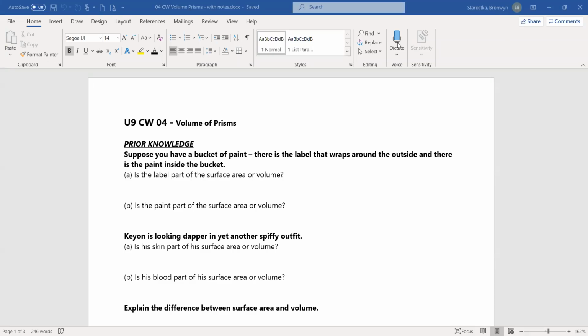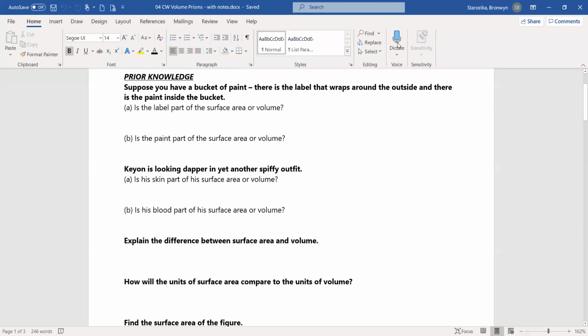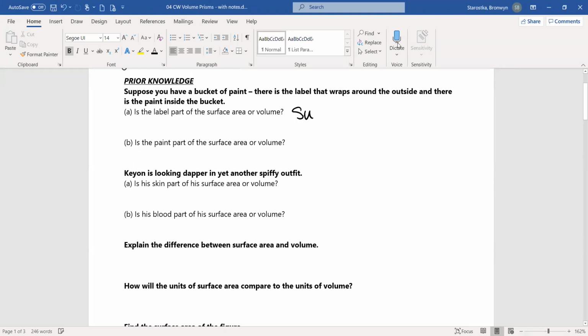Okay, good morning. Today we're going to do classwork 04, volume of prisms. So, suppose you have a bucket of paint and there's a label that wraps around the outside, and there is paint on the inside of the bucket. The labeled part, is that surface area or is that volume? Well, of course, that's going to be surface area, because that's around the outside.